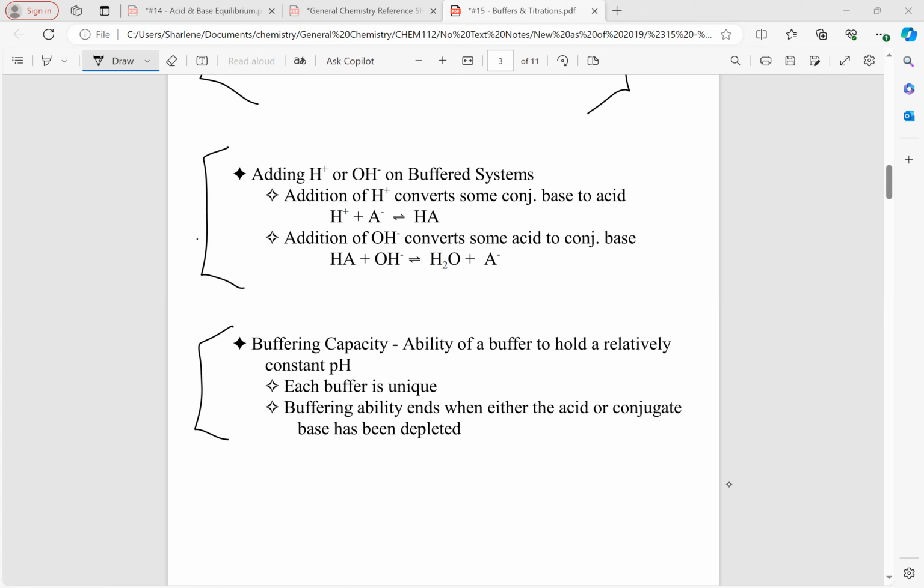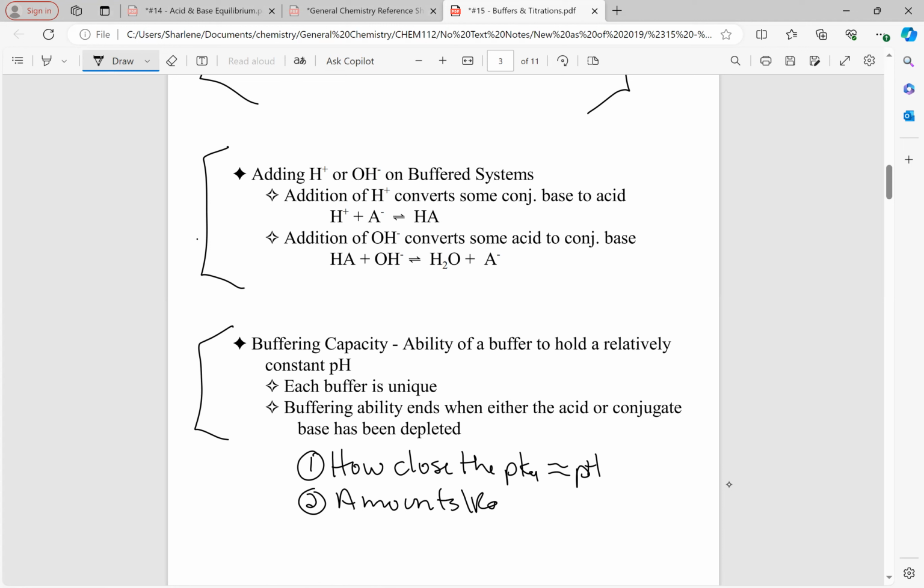One, it depends on how close the pKa was to the pH you needed, because remember, the closer you are, the better the ratio. And number two, it depends on the overall amounts, or the ratio, of the acid and the base. Completely generic, but we saw a few of those in the previous calculation, and we're going to do one more. We're going to do a great big buffer problem.